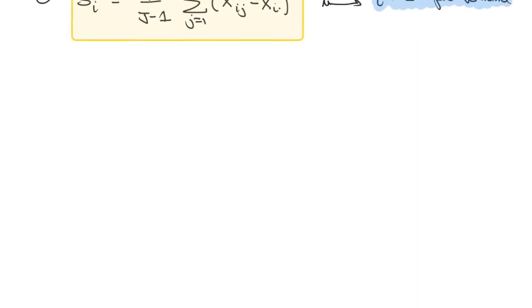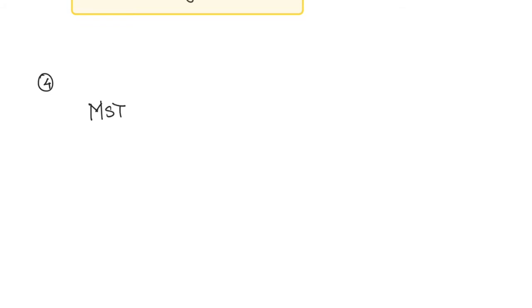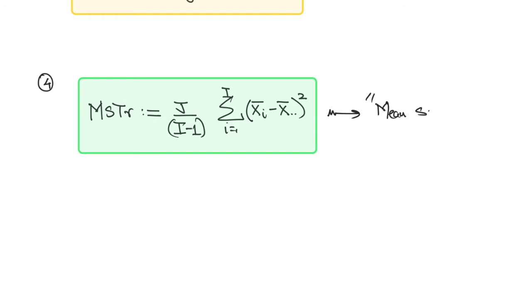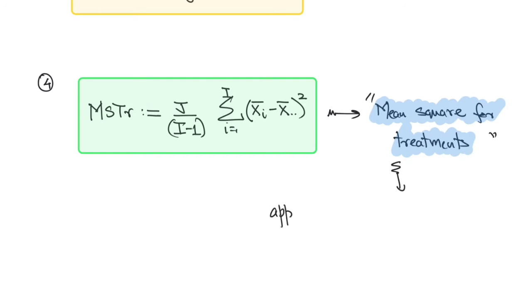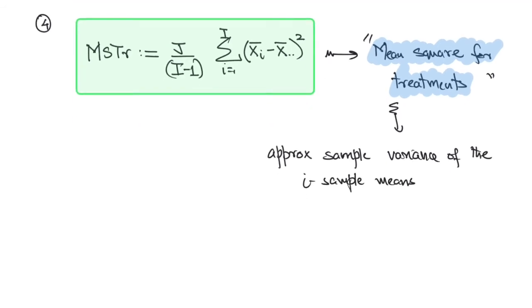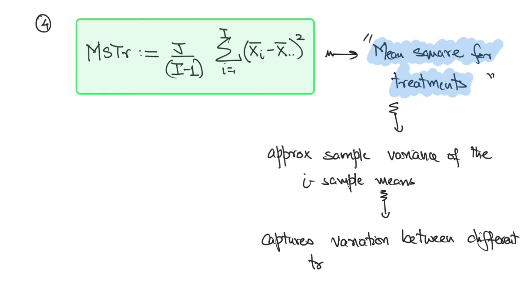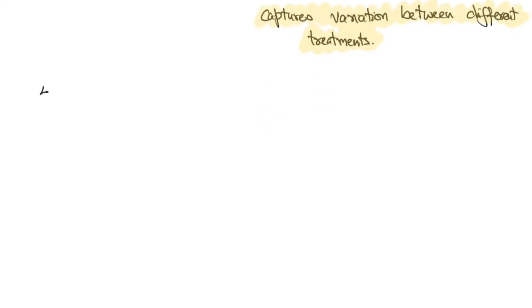Next, the statistic MSTR is defined as J divided by I minus 1 times the sum of the squared variation of the ith sample mean from the grand mean. This is known as the mean square for treatments, and it is approximately the sample variance of the set of I sample means. This statistic, MSTR, captures the variation between treatments as a result.